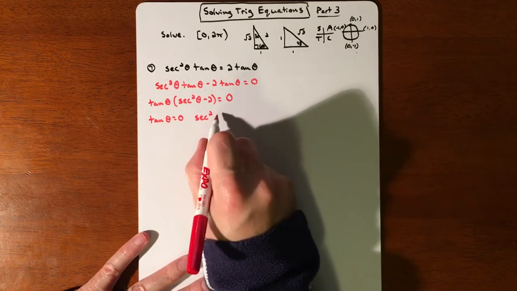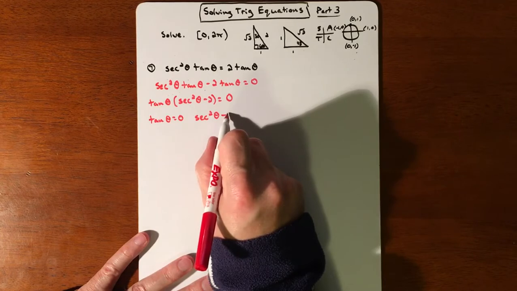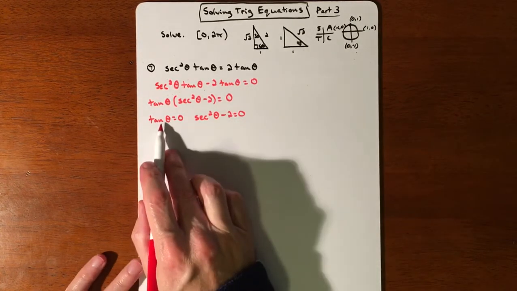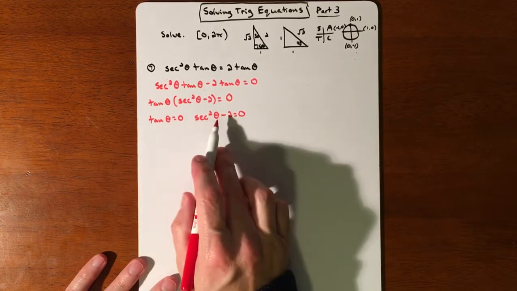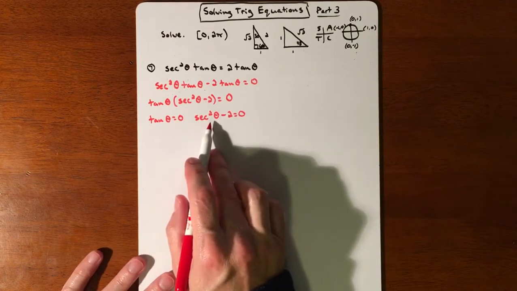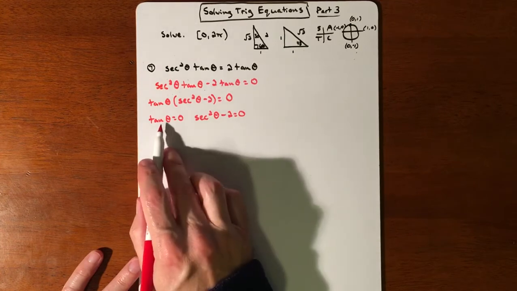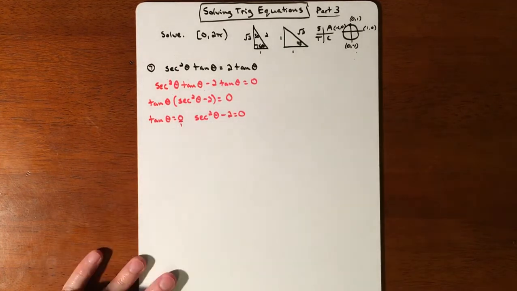So we got tangent equal to 0, and secant squared theta minus 2 equal to 0. And this one, we just kind of have to logic our way through our answer, but we got to do a little bit of math on this one. So let's do our tangent, and then we'll go through the math on this. So tangent of theta equals 0. I like to make these into fractions just to kind of help our cause a little bit.